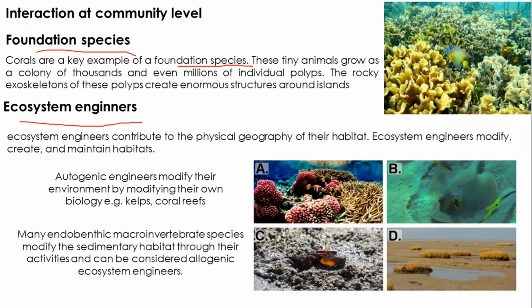And then as a process of their metabolism or filtration, they will change the sedimentary habitat of that particular mud or the sand. Okay, so that is a kind of allogenic ecosystem engineer, and a good example is the mud crab or the fiddler crabs or ghost crabs. Okay, also a lot of worms, right? So these are the interactions at the community level.